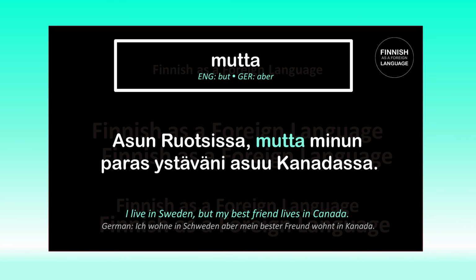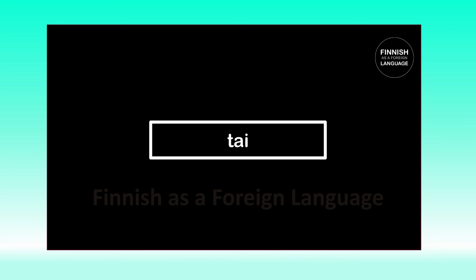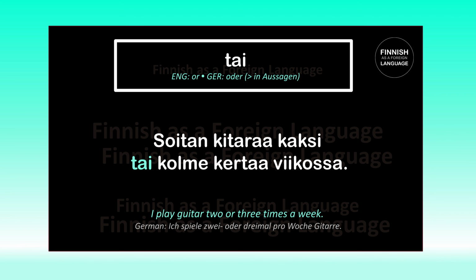Let's repeat again. Asun Ruotsissa, mutta minun paras ystäväni asuu Kanadassa. I live in Sweden, but my best friend lives in Canada. Next one is tai, meaning or. For example, soitan gitaraa 2 tai 3 kertaa viikossa. Means I play guitar 2 or 3 times a week.